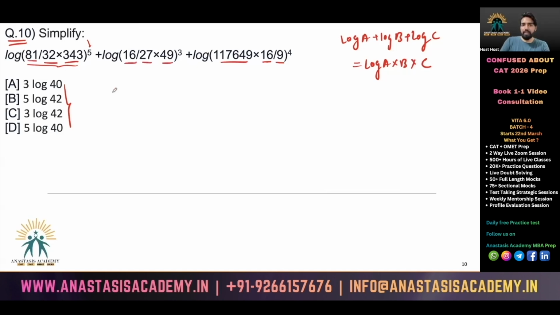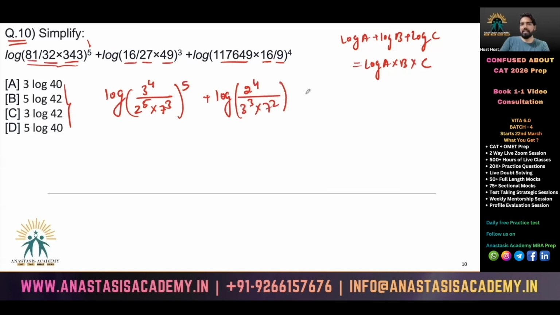So this first term becomes log of 81, which means 3 raised to the power 4, upon 2 raised to the power 5 into 7 raised to the power 3, all raised to the power 5, plus log of 16, which means 2 raised to the power 4, upon 3 raised to the power 3 into 7 square, raised to the power 3, plus log of 117649. It is nothing but 7 raised to the power 6 into 2 raised to the power 4 and 3 square raised to the power 4.